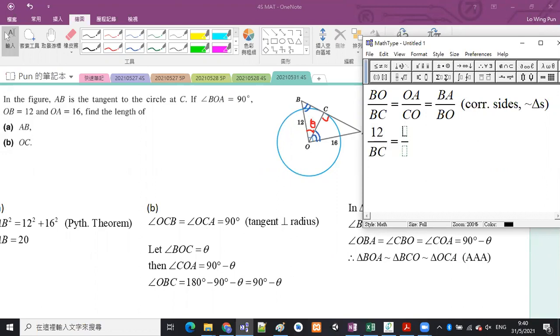BO is 12, and then BC is unknown, and then OA is 16, CO is unknown, and then BA has been found to be 20, and BO is 12. Can you see this?